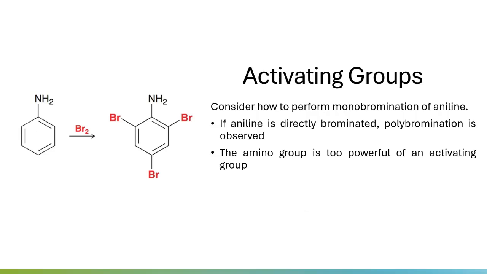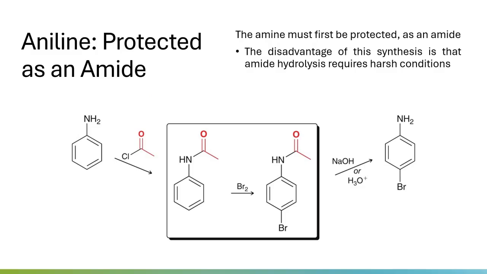Activating groups. Consider how to perform monobromination of aniline. If aniline is directly brominated, polybromination is observed. The amino group is too powerful of an activating group. Aniline, protected as an amide: the amine must first be protected as an amide. The disadvantage of this synthesis is that amide hydrolysis requires harsh conditions.